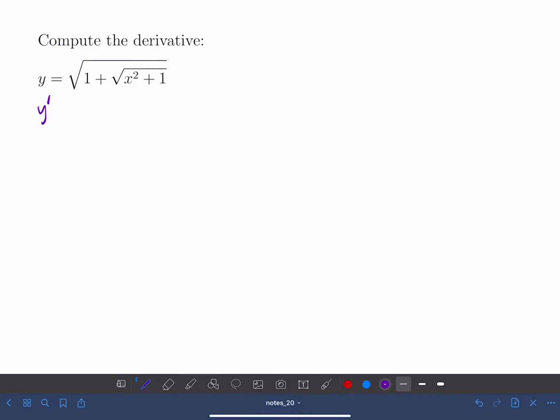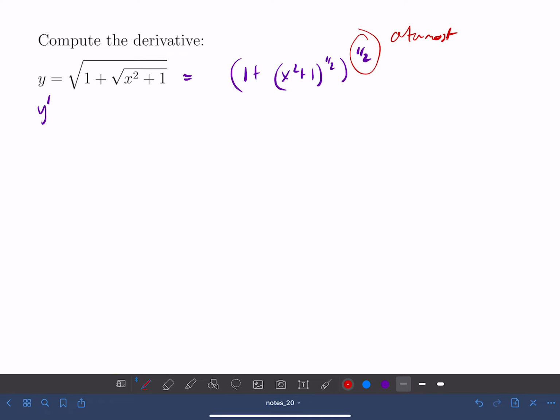So we want to compute y prime. I feel like it's helpful when dealing with square roots to rewrite things so that I have the power explicitly: (1 plus (x squared plus 1) to the 1/2) all to the 1/2. So I'm totally an outside-in person. The outermost thing that I'm doing is that 1/2.